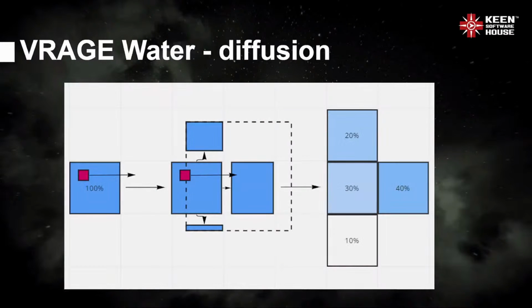And again, I tried to draw it, so it's easier to understand. Here is the center of mass, velocity vector. And here in the center of the velocity vector, in the range of diffusion radius, the water is being split into the neighbors. And this feature creates the effect of water flow.